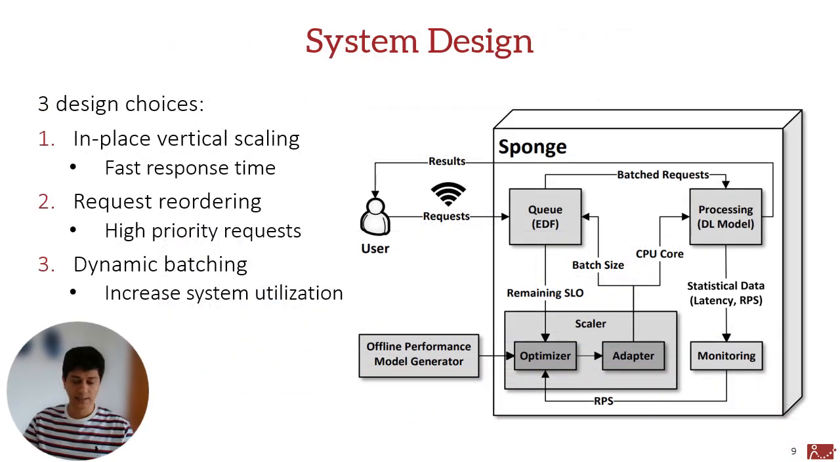So the system design that we have to answer to the user dynamism is in-place vertical scaling, which provides a fast response time. We have a request reordering because some requests will have a shorter deadline, and then to increase the system utilization, we have dynamic batching.